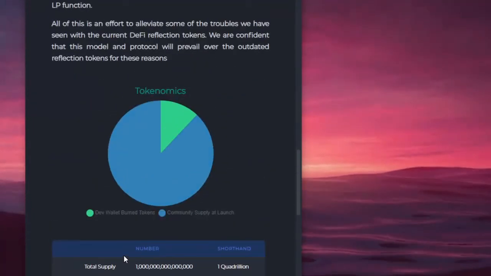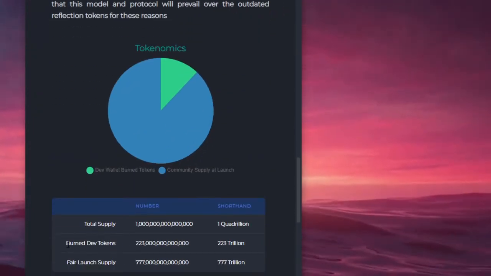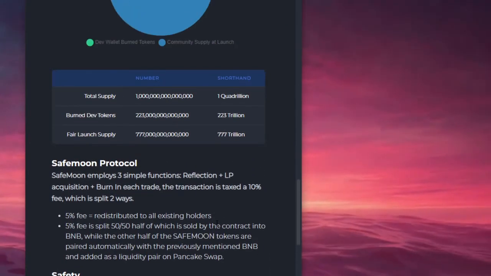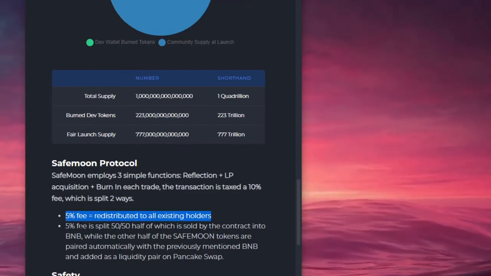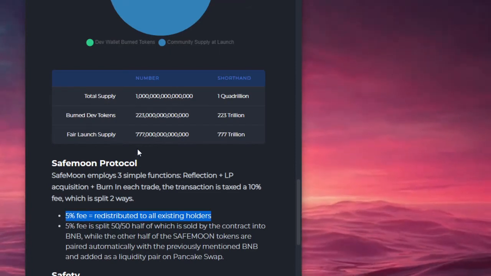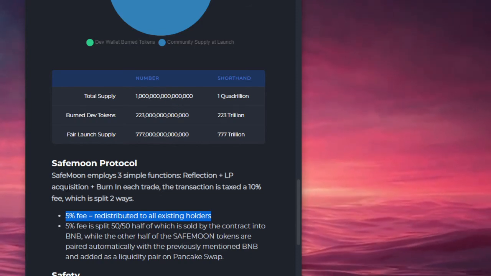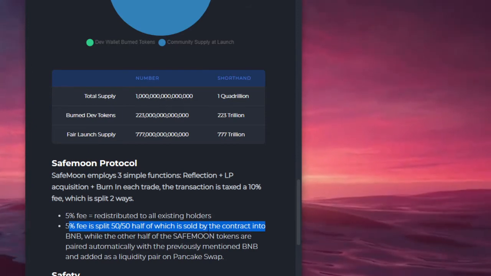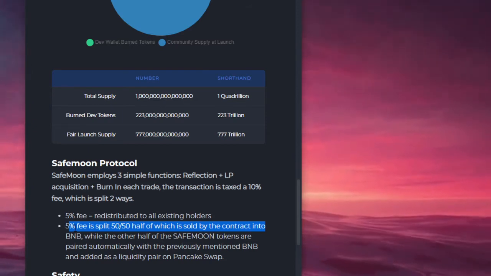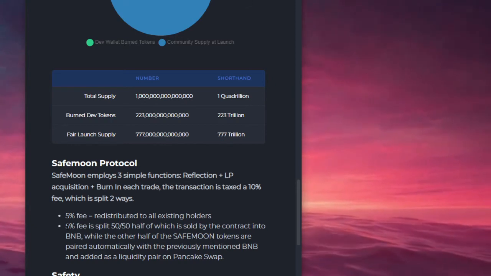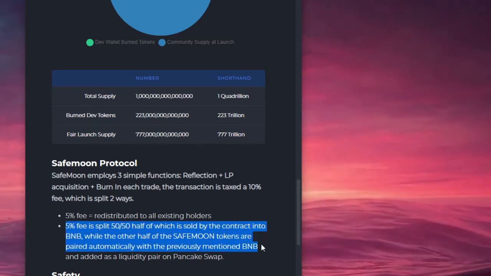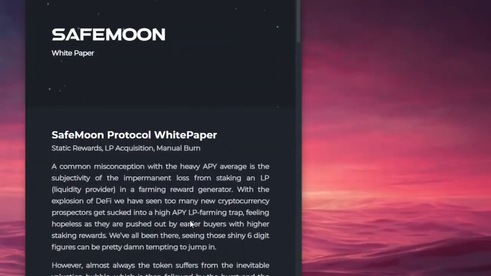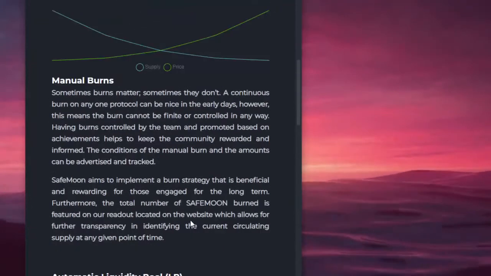So this is a good idea of tokenomics, right? Total supply, how much they burned, and how much they put in fair launch. Okay, so here, 5% is reflection. 5% reflection means that when someone buys or sells, the tokens get given back to everybody that holds tokens. Now the rest of the fee is turned into liquidity, as I said, which means each time someone buys or sells, there's a little bit more liquidity added to the pool so that people can buy or sell, right?